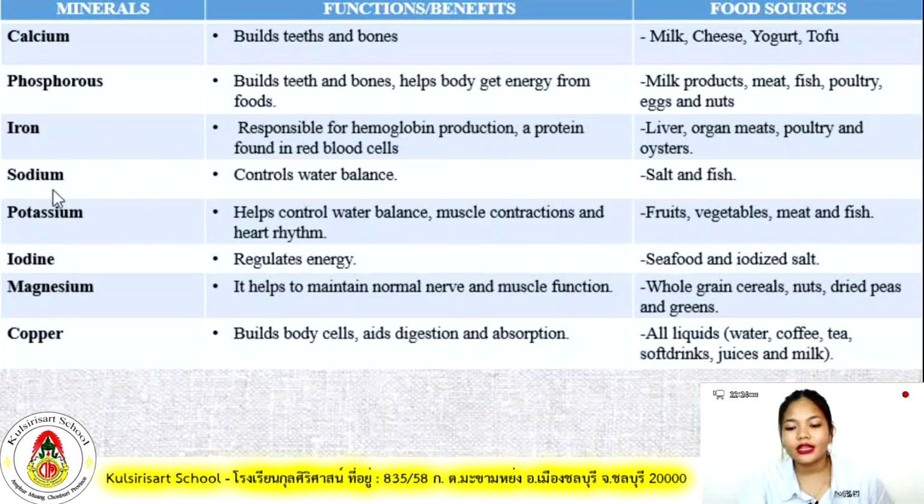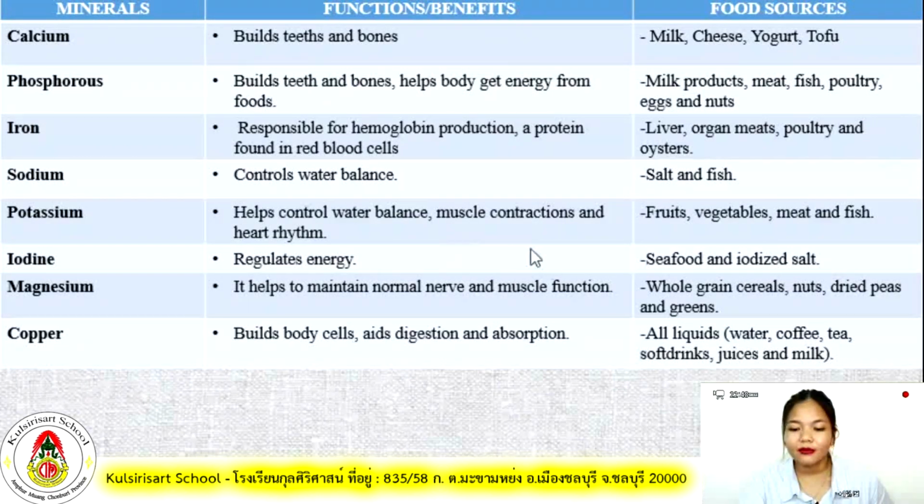The next one is sodium. Sodium controls water balance. It can be found in foods like salt and fish. And the next one is potassium. Potassium helps control water balance just like sodium, muscle contractions, and heart rhythm.